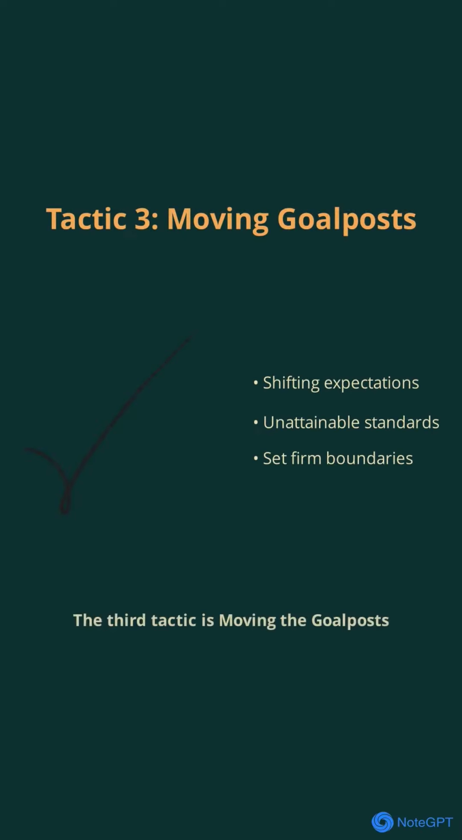The third tactic is moving the goalposts. Just when you think you've met expectations, the target shifts. Manipulators keep you chasing approval that never comes. Visualize a finish line that keeps moving further away. The principle here is unattainable standards, which erode your confidence. The countermeasure: set your own clear standards and stick to them. Picture a firm boundary line, your personal finish line that doesn't move. This is how you reclaim control.